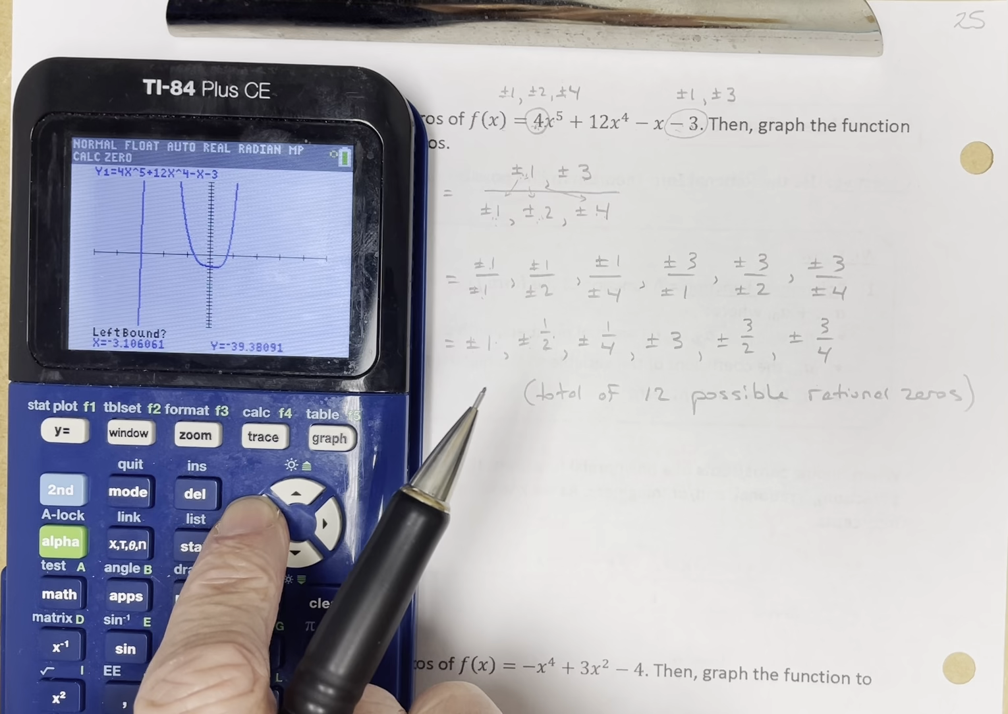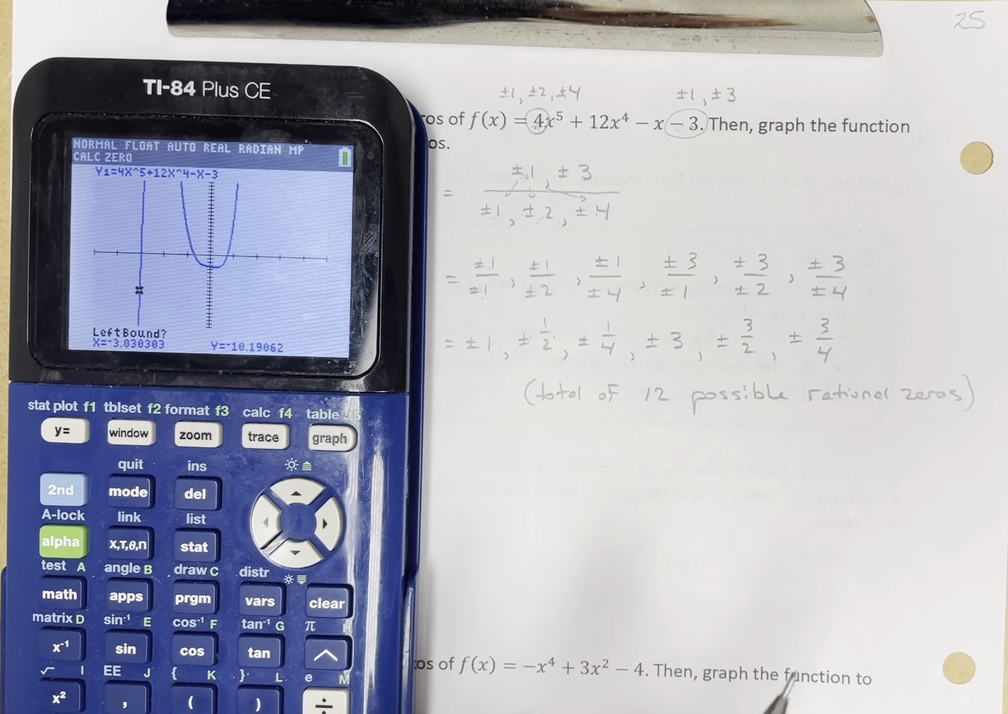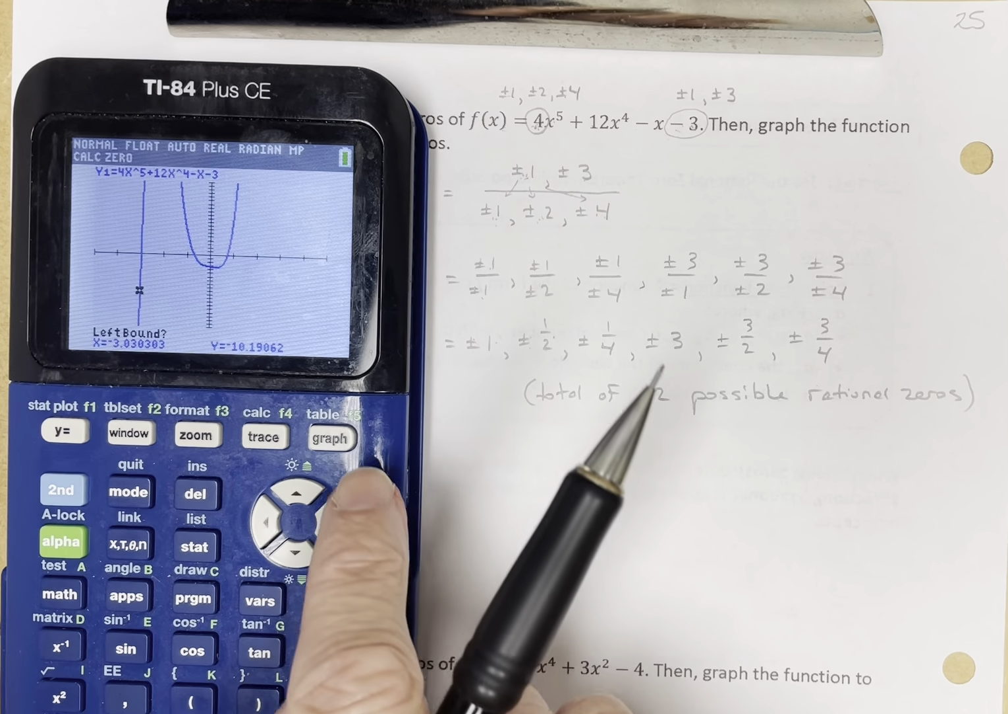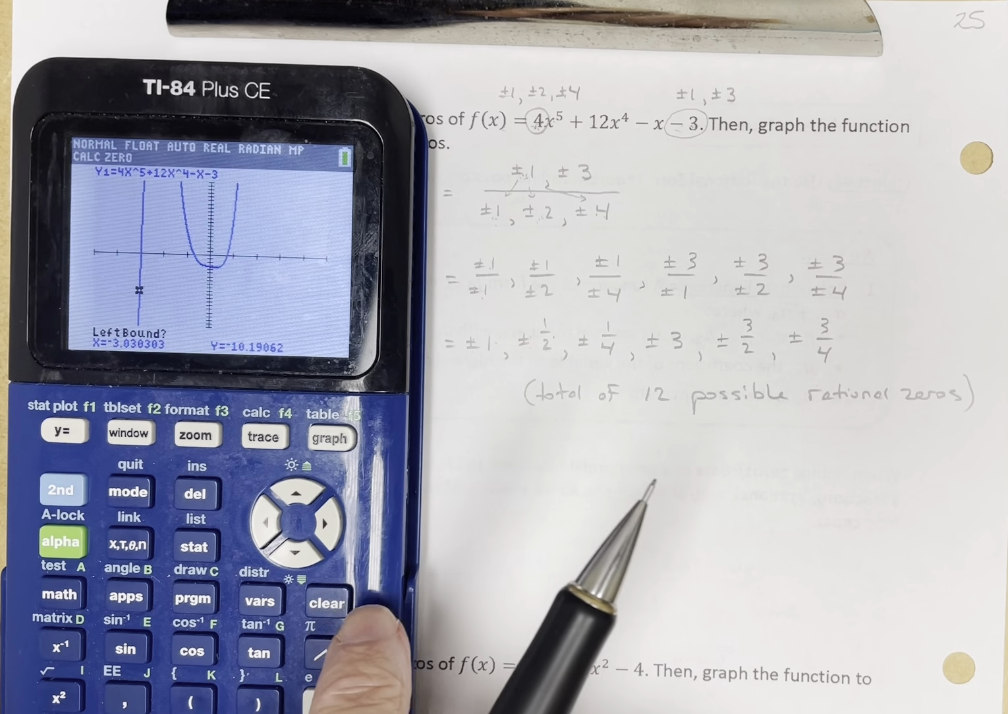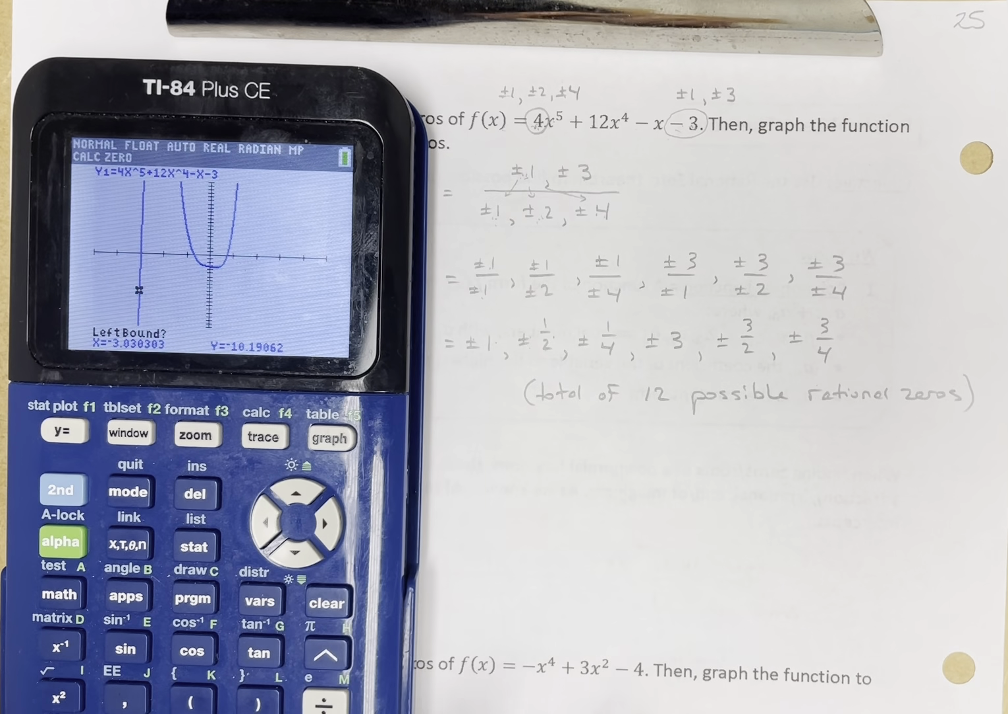And I want to come down. Whoops, there it went right past me. There it is. So that's the left bound. I had to do a little bit of manipulation to get that to show up. Press enter. Go above it, and there's the right bound. Press enter, press a guess, so we'll press enter again.